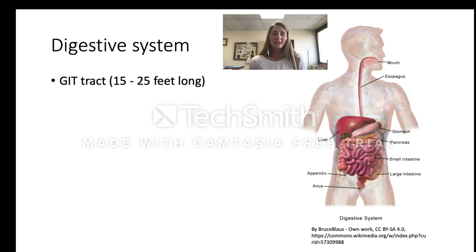No matter what, it's dependent on the individual. So my GI tract might be longer than yours. My GI tract might be shorter than Donald Trump's. It's all dependent on the individual.